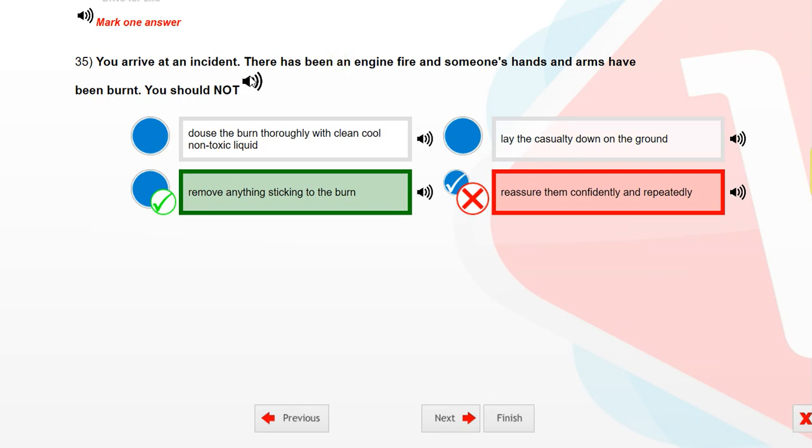You arrive at an incident. There has been an engine fire and someone's hands and arms have been burnt. You should not remove anything sticking to the burn.